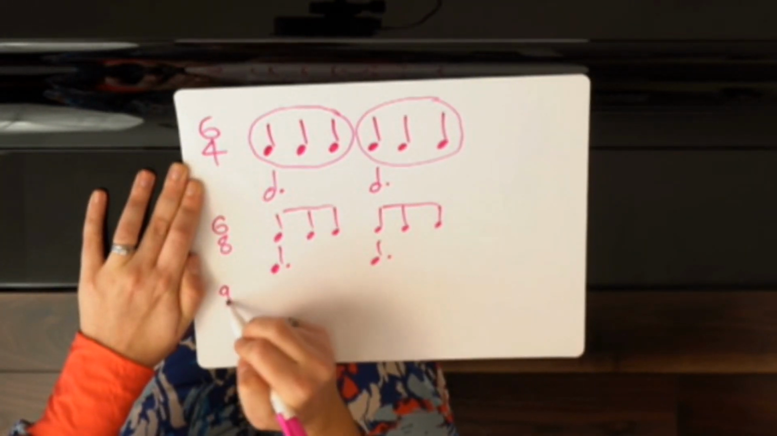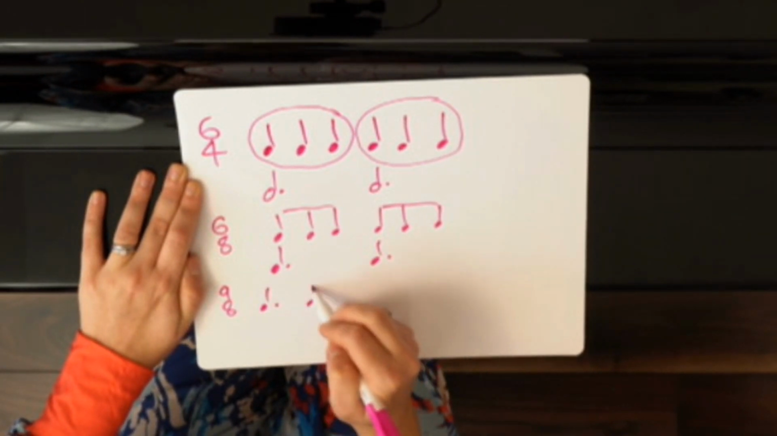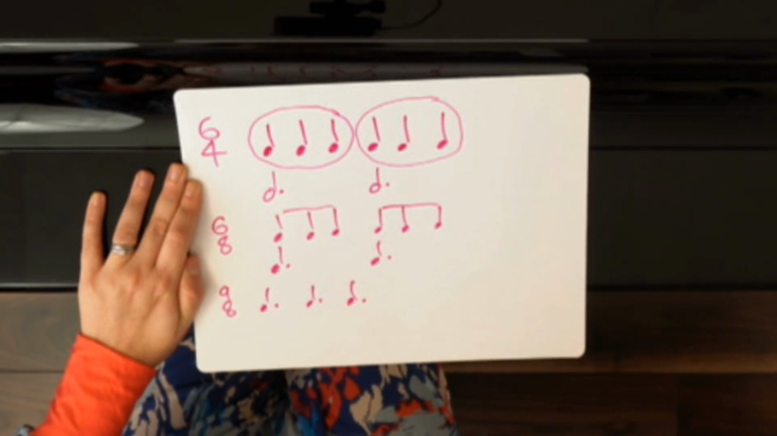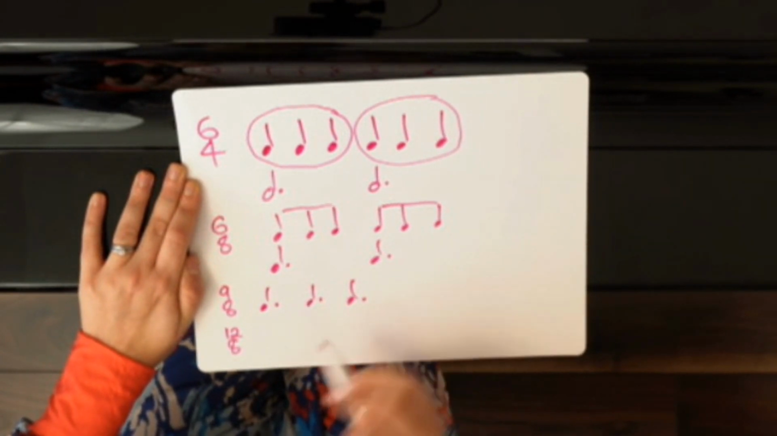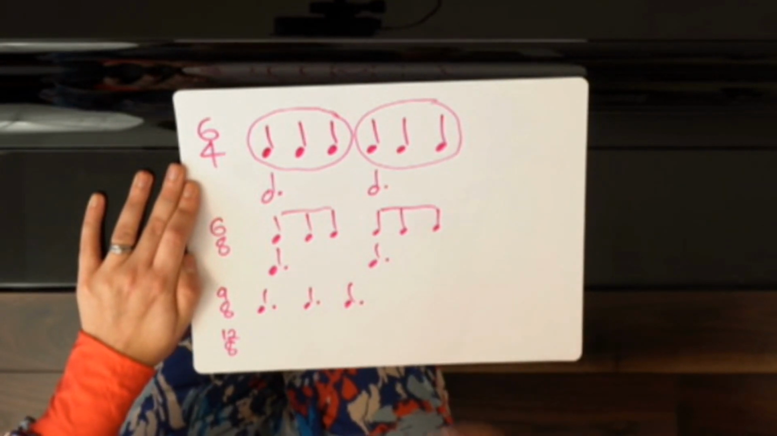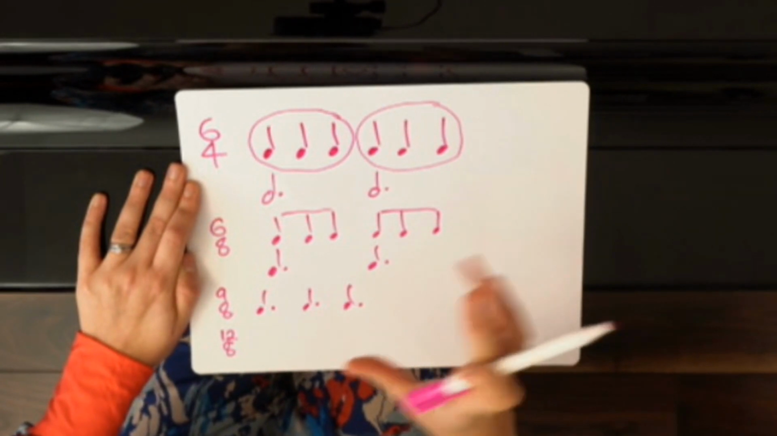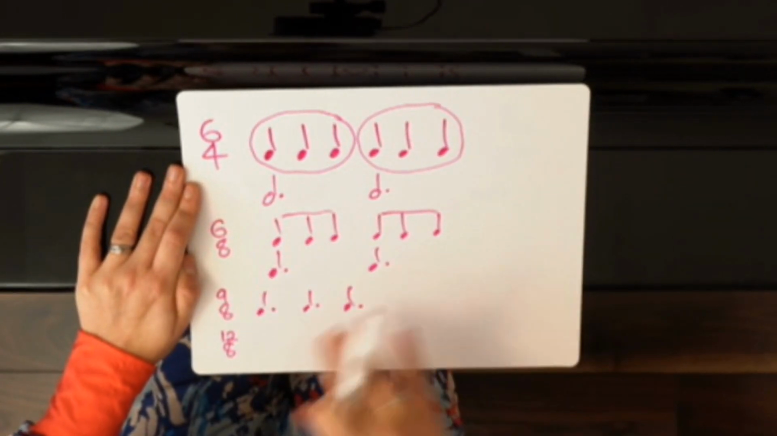Same thing for 9, 8. That's going to be 3 beats in a bar, because we talk about the beats as being those macro beats. And then 12, 8 is going to be 4 beats in a bar. So we need to remember that the number on the bottom does not always tell us the main beats. It tells us a certain note value, but those can be grouped in beats.